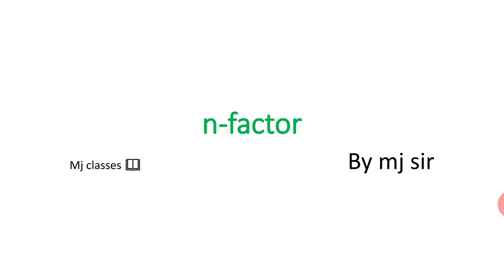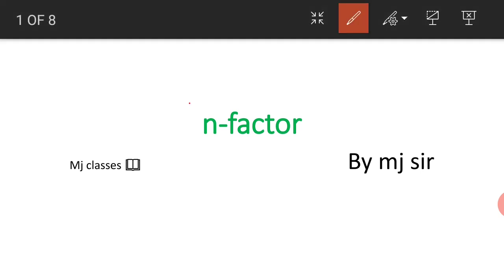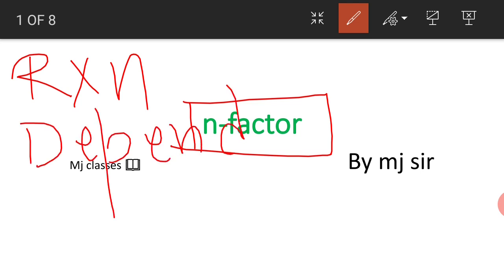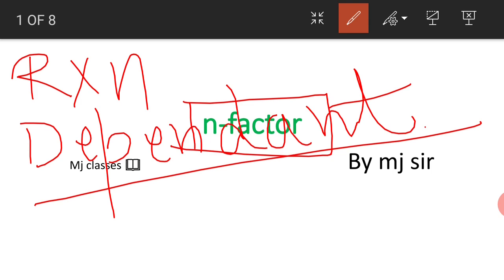The first thing about the N factor is that it is a reaction dependent quantity. It depends on the reaction. The reaction decides the N factor. If we have the reaction, then we can define the N factor. This is the most important and necessary condition for determining the N factor.